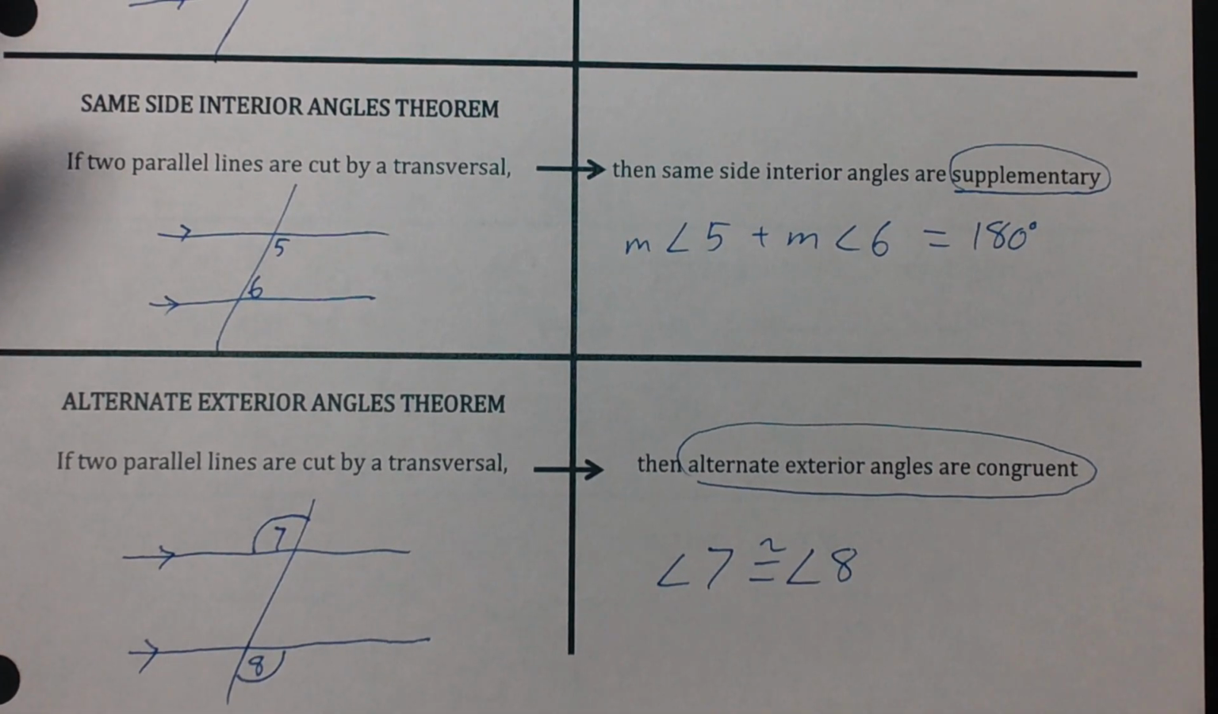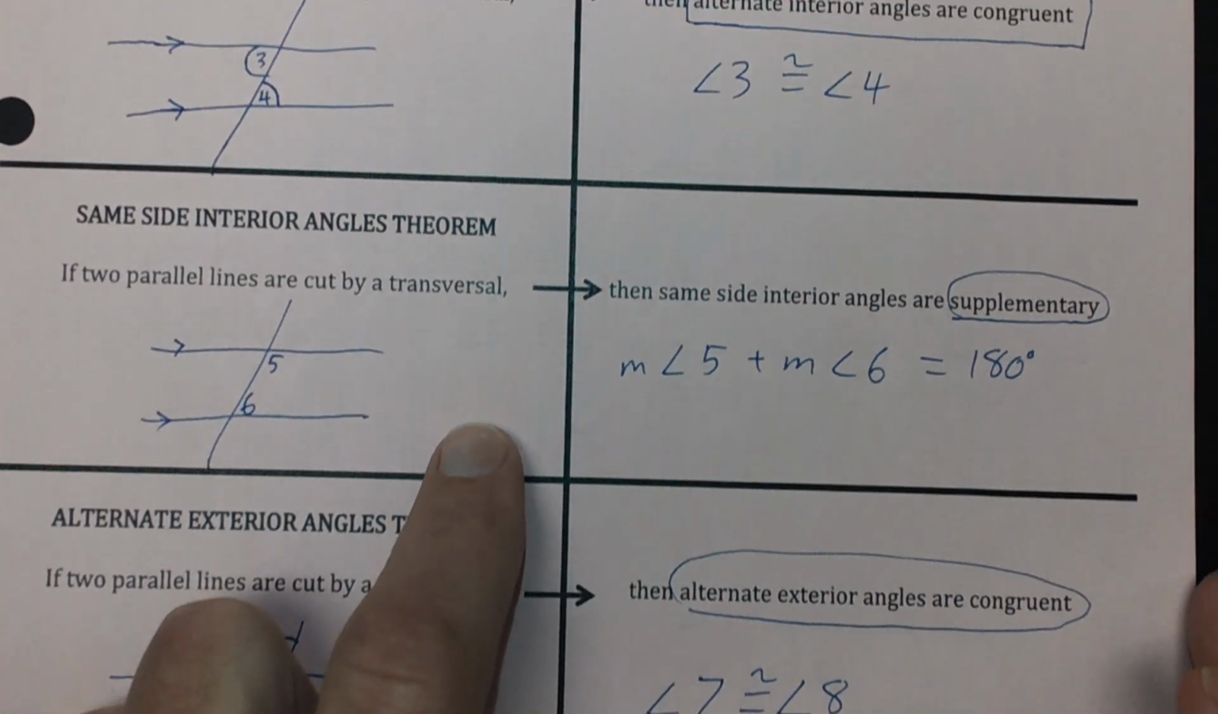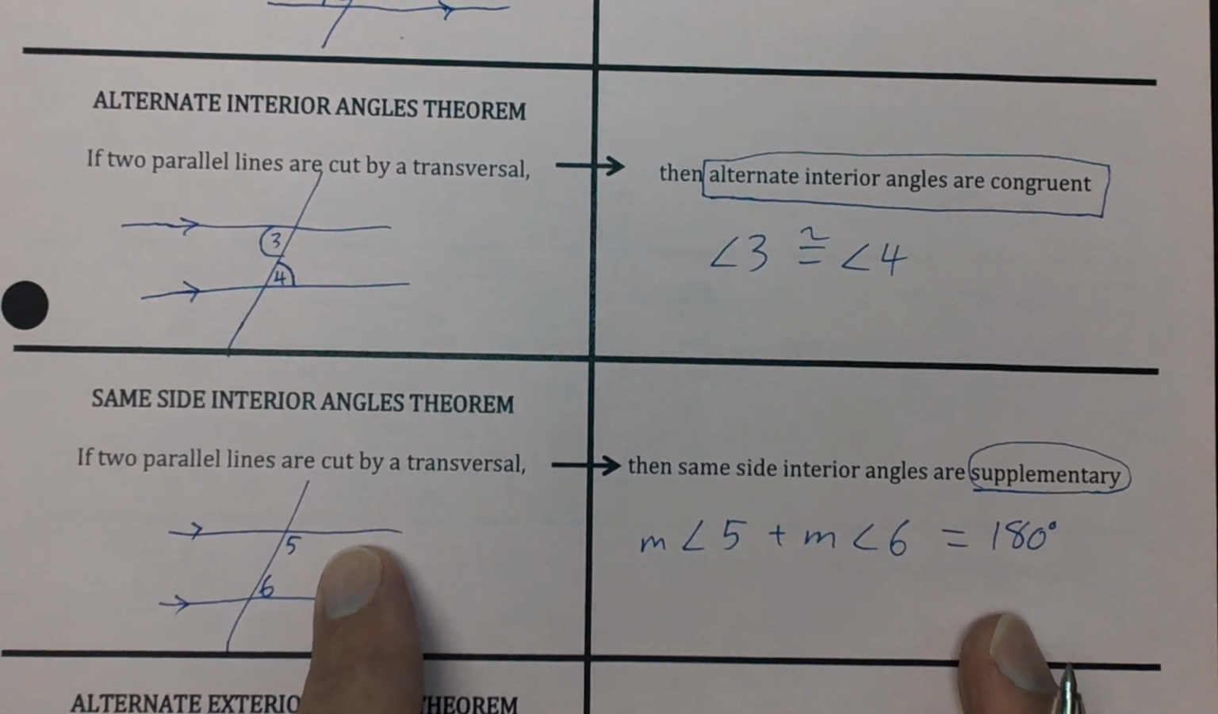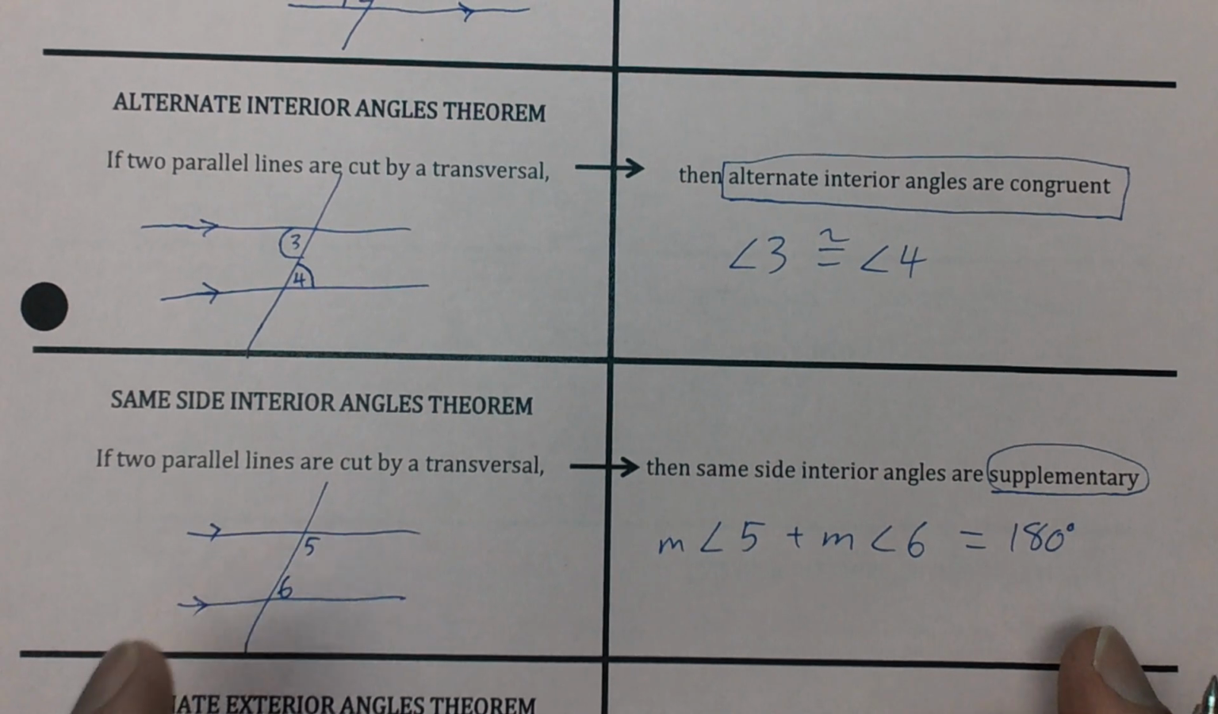So as you saw on this first side of the pink sheets, 3 out of the 4 theorems, or postulates, state that angles are congruent to each other. The only one that was supplementary was the same side interior angles. All the others are congruent.